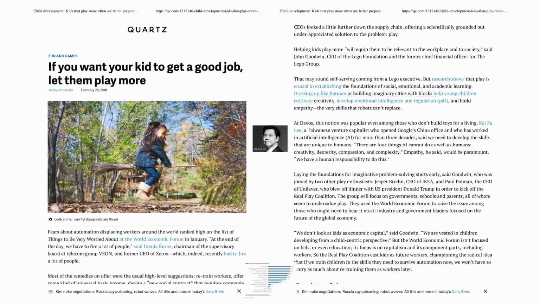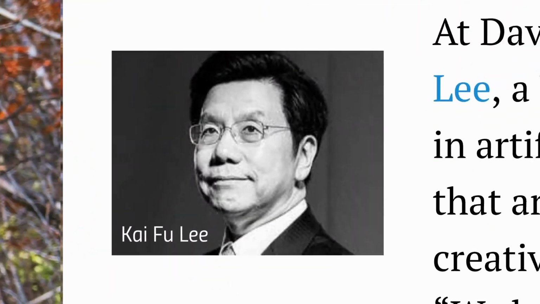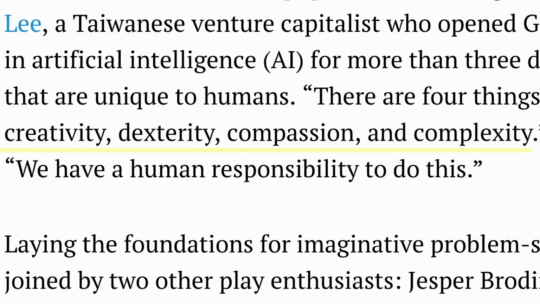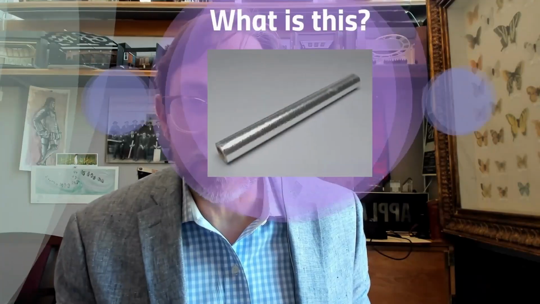Moving along here, this is a guy named Kai-Fu Lee. Kai-Fu Lee is considered the father of artificial intelligence, and even he, with artificial intelligence now being a bit of a common term, even he cites that there are 4 things that AI cannot replicate. They are creativity, dexterity, compassion, and complexity. So think about that. Think about creativity as a way to have a leg up on the competition, if you might think of it that way.